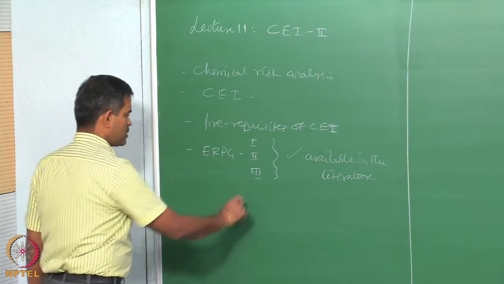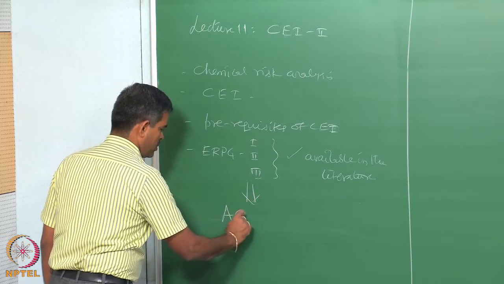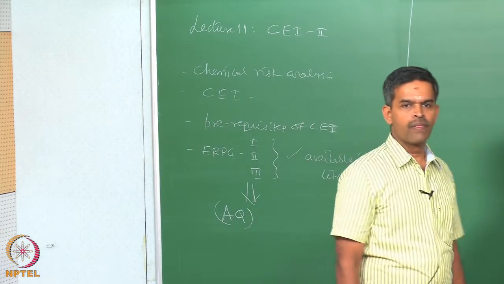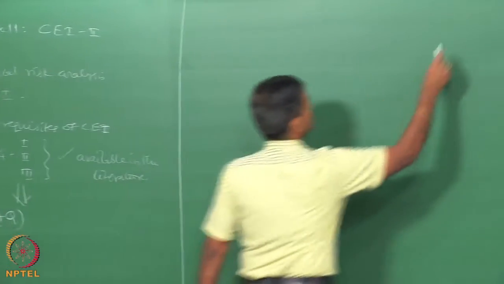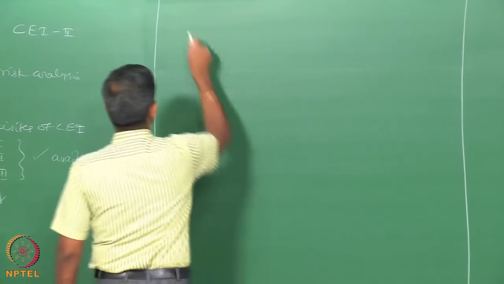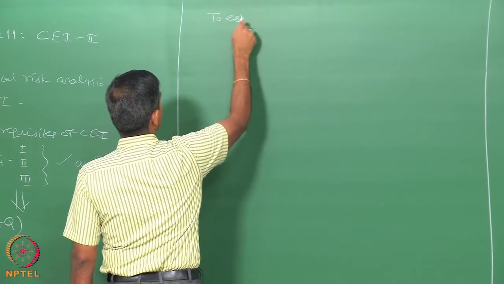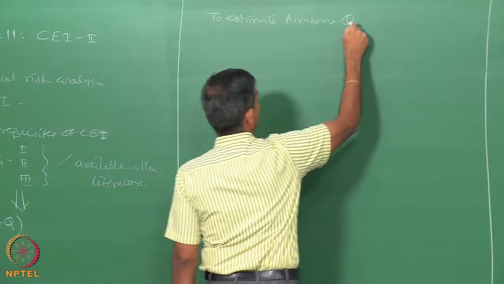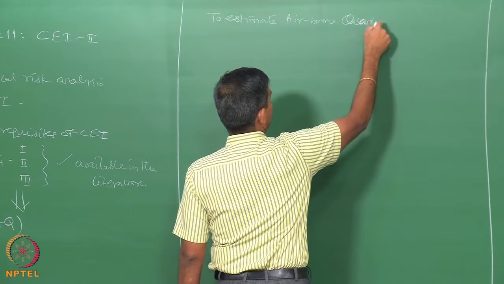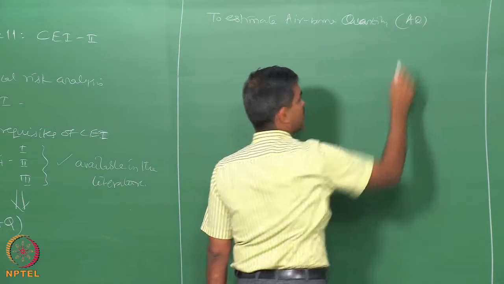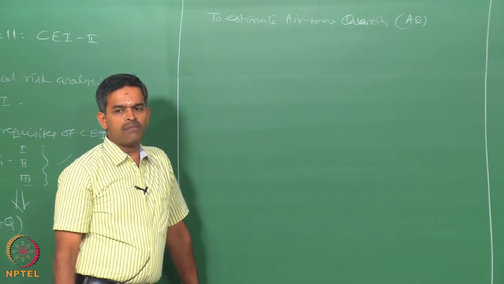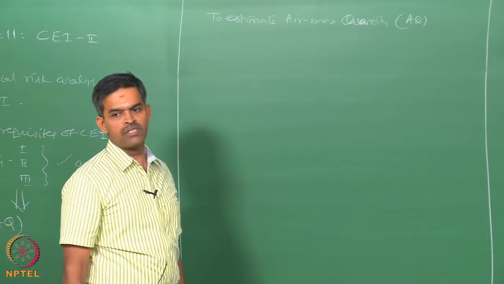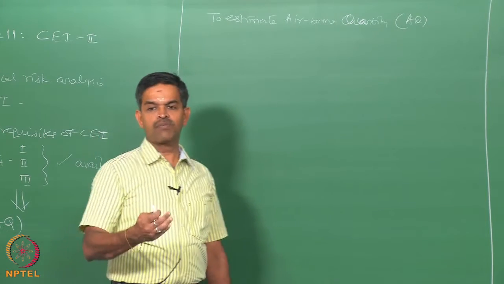So, we said that one is interested to actually compute the airborne quantity of the chemical which is getting released in the atmosphere. Let us try to do that now. So, to estimate airborne quantity, which we call AQ. Obviously, there can be a possibility that the chemical getting released may be in the gaseous state, may be in the liquid state, it may become vapor depending upon the flash point temperature.